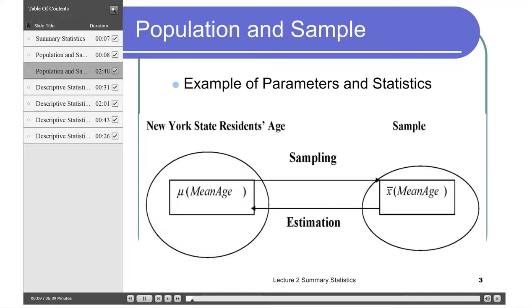This first slide shows the basic framework of statistics. Let's say you're interested in figuring out what the average age of people in New York is. Another word for average is mean, so we're trying to find the mean age of people in New York. One way to do that would be to talk to every single person in New York, ask them what their age is, and then calculate the average of those ages.